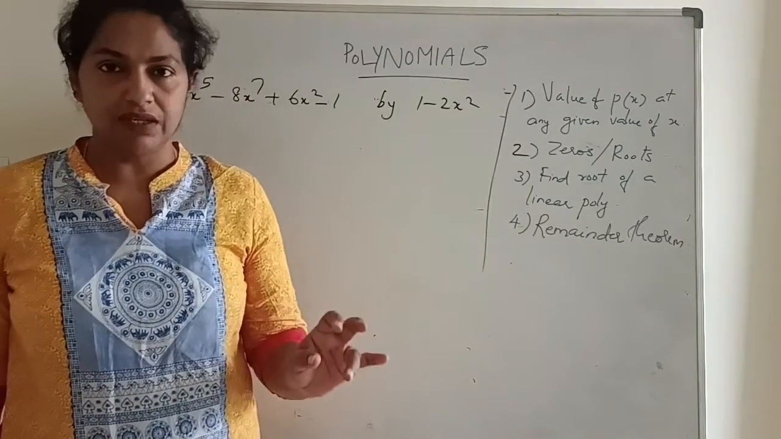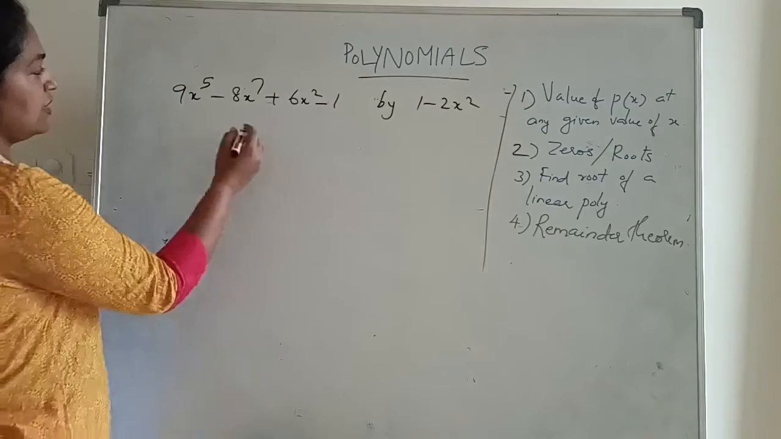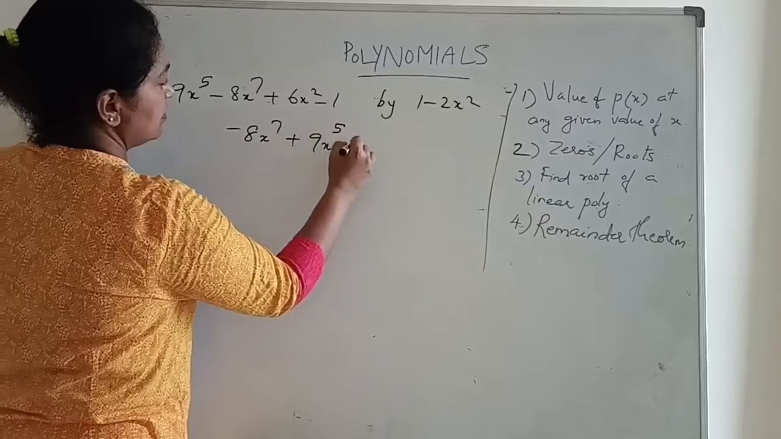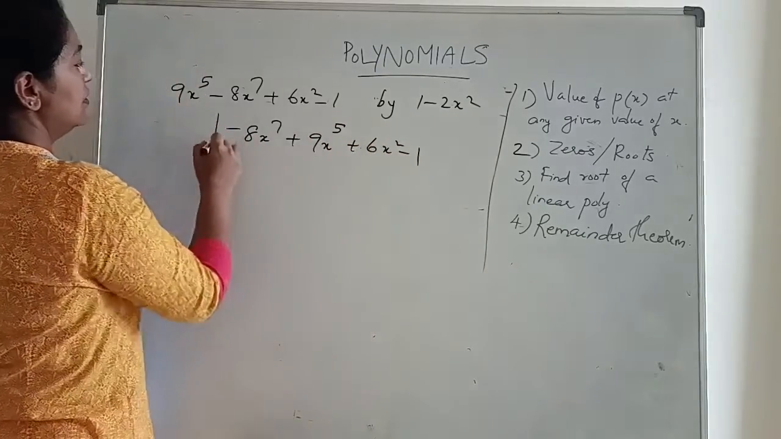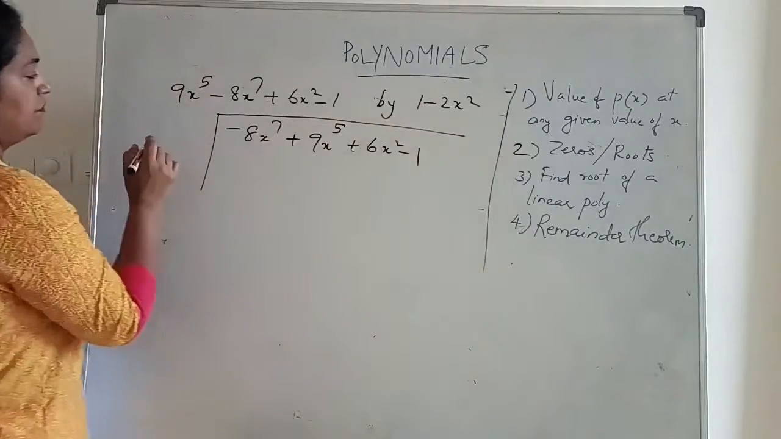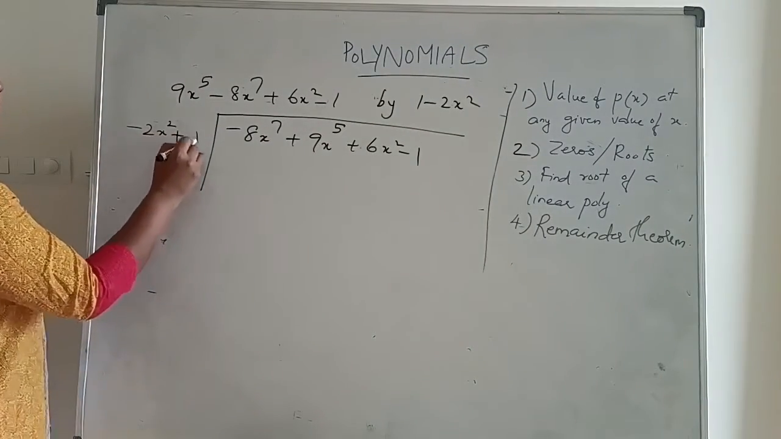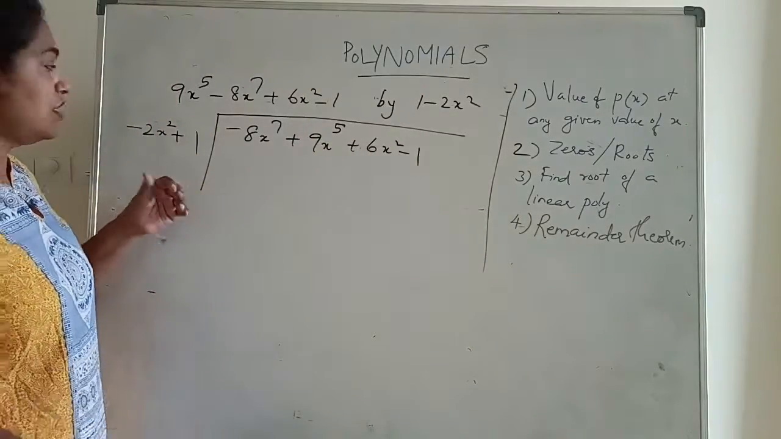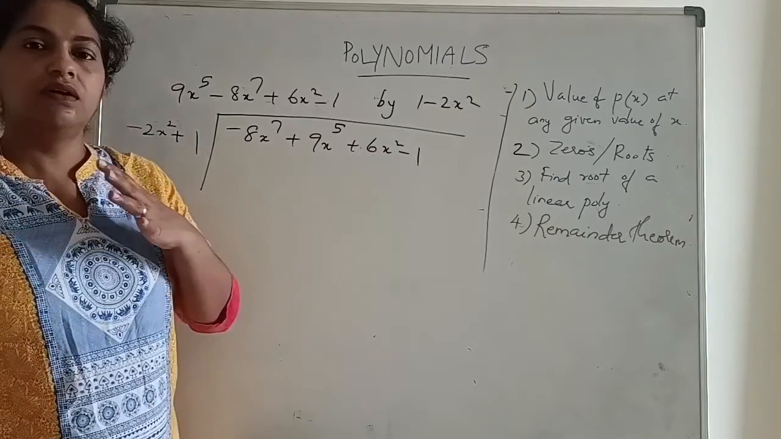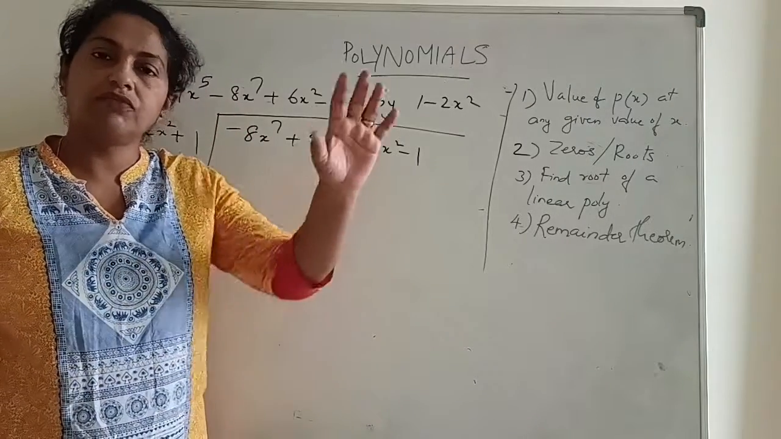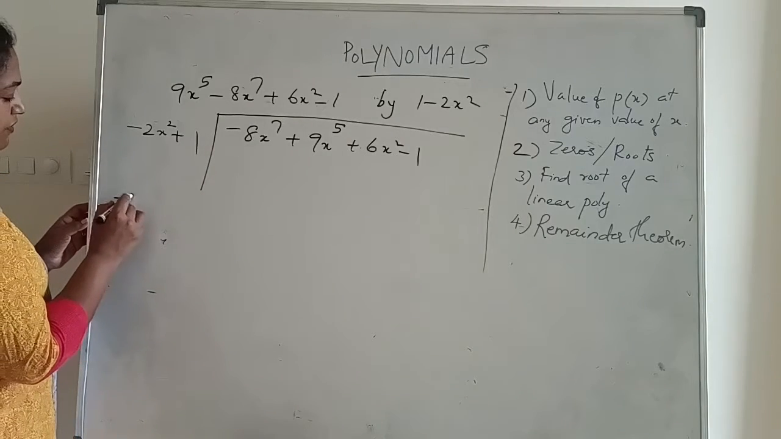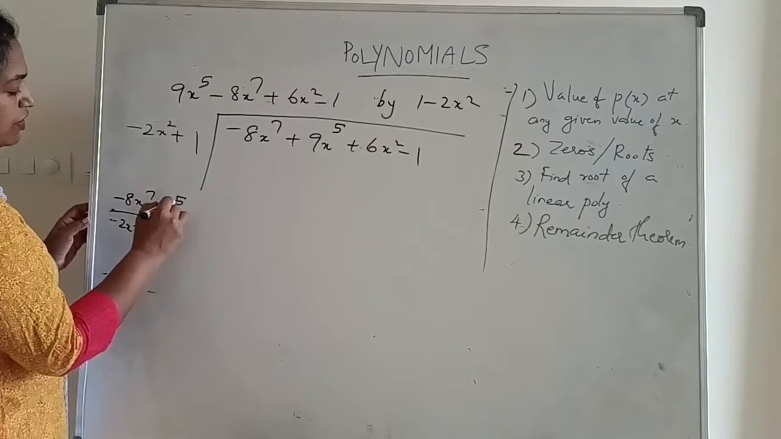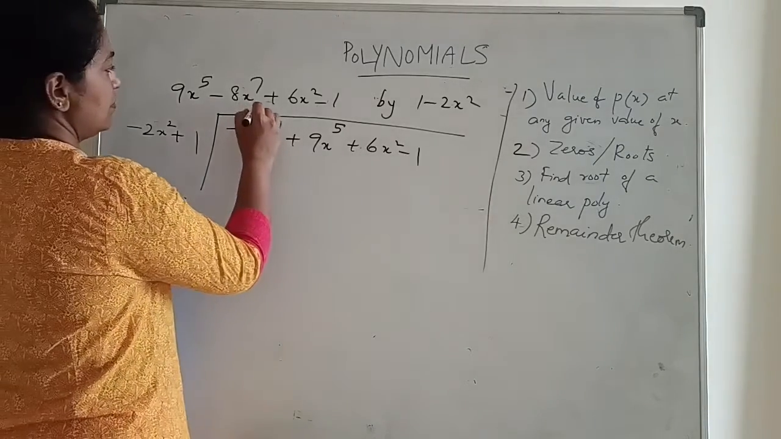I have to rearrange the terms of the dividend as well as the divisor in terms of decreasing degree. So 7, 5, 2, 0. I am talking about the degree 2 and 0. Now identify the first term of the dividend and the first term of the divisor. Minus 8x raised to 7. What do you get? 4x raised to 5. Write it down here.